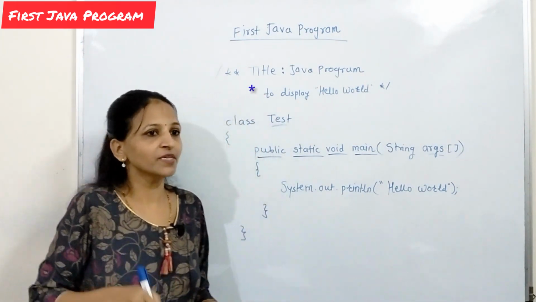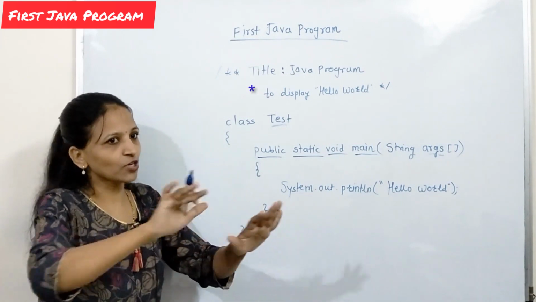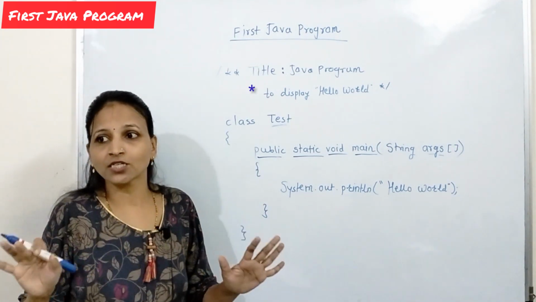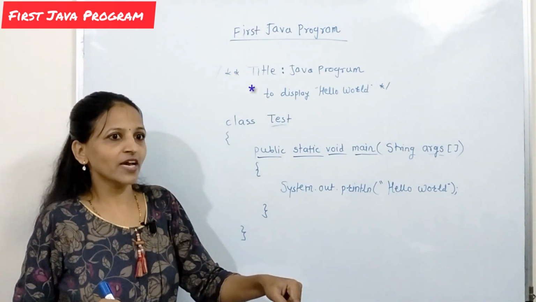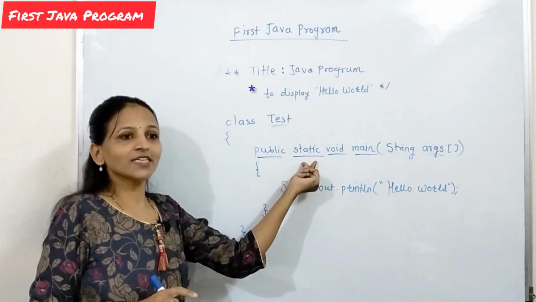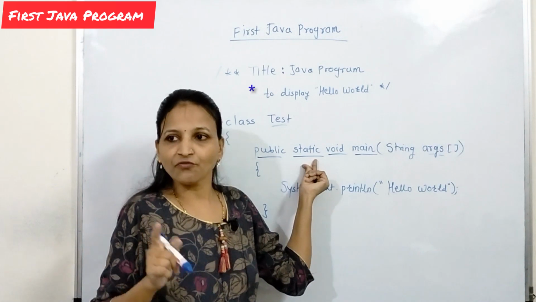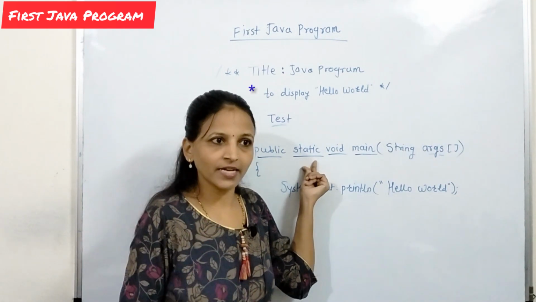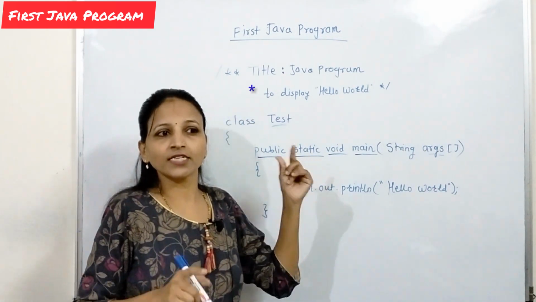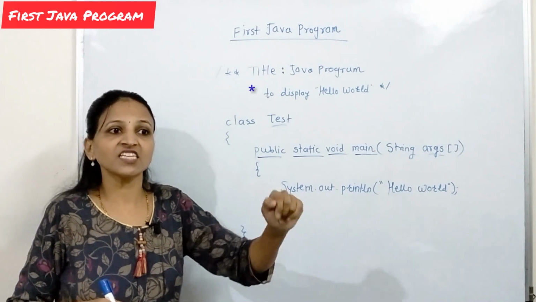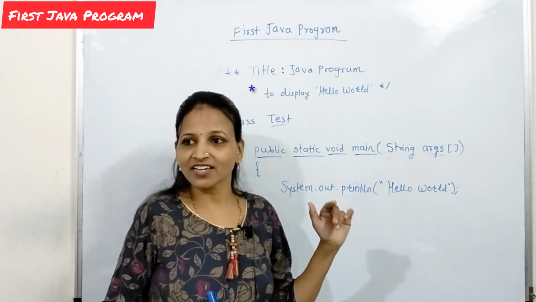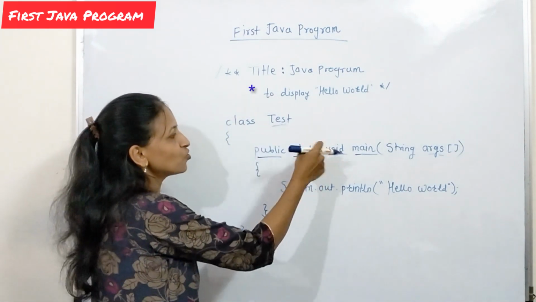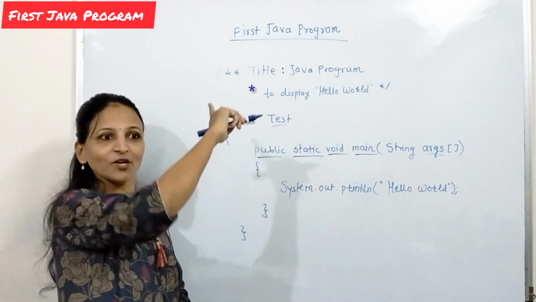Now here JVM is going to call that method. It will not create any object, any instance of that test class. It will directly call that method. That's why you should declare this method as static. If any method of a class is static, then we have to call that static method using class name dot. No scope resolution here. Class name dot main, that will be called by JVM. We are not calling this.